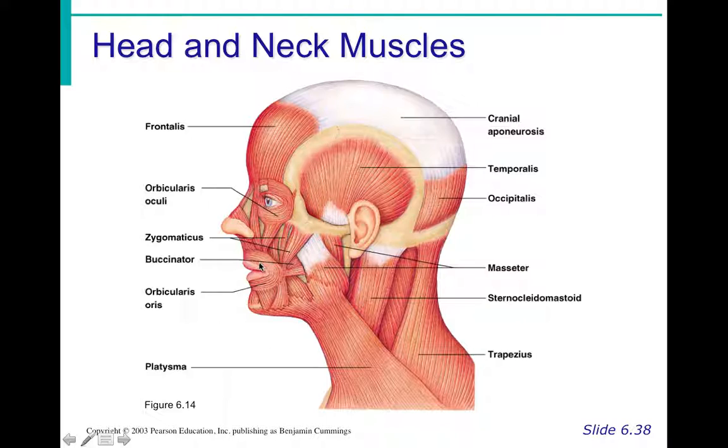Next one we have to find is zygomaticus. This one's a little tricky. This little muscle right here ends right there. This little muscle right here ends up here. Can you guess why it's named zygomaticus?